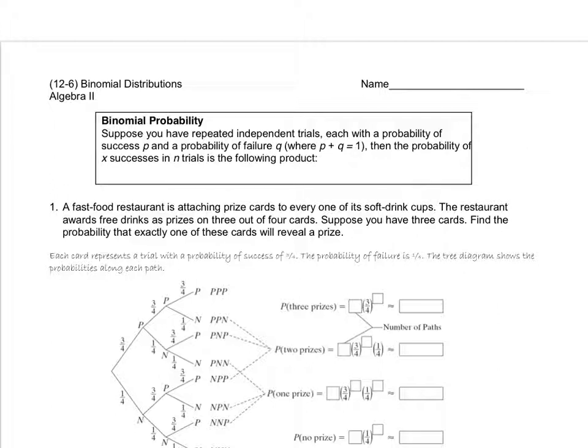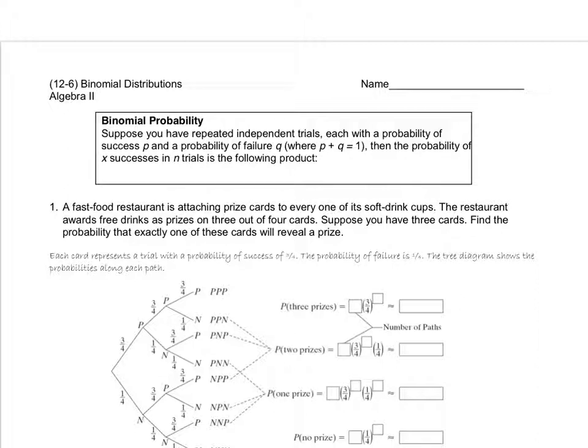independent. So binomial probability: suppose you have repeated independent trials, each with a probability of success P and a probability of failure Q. The success and failure probabilities have to add up to 1, so there wouldn't be three different options. There need to be two options, success and failure.